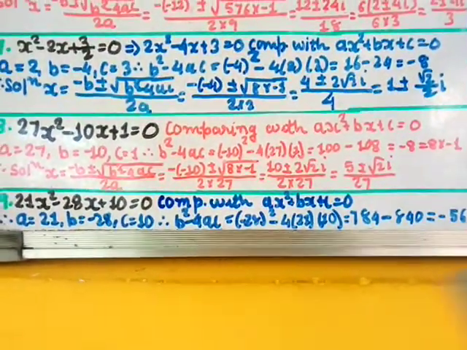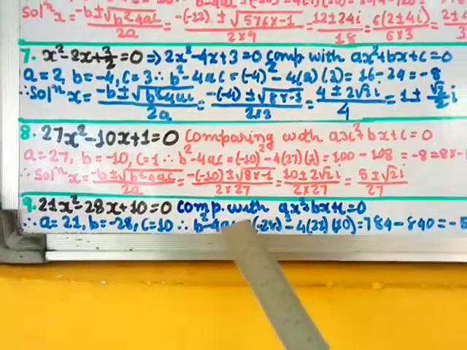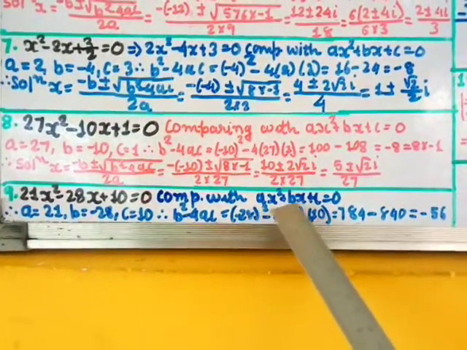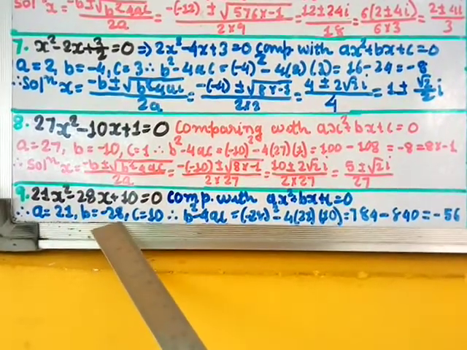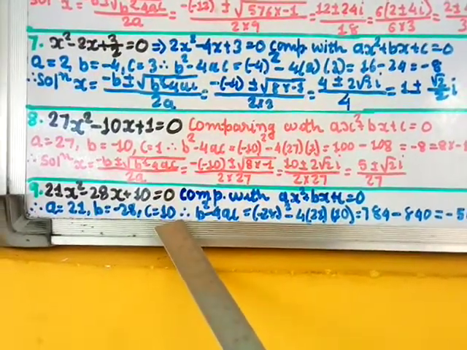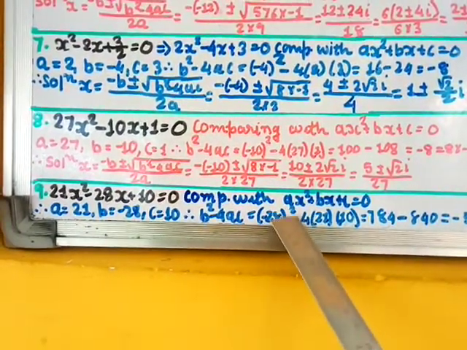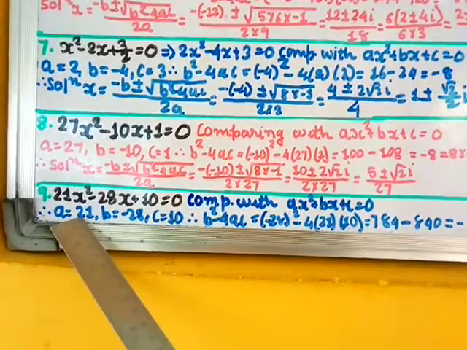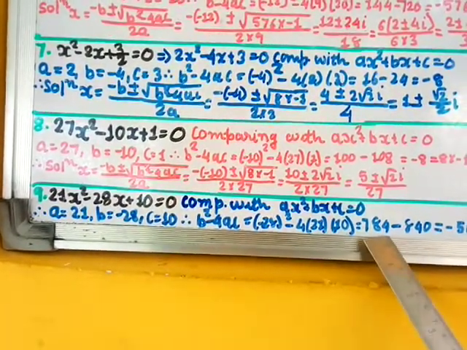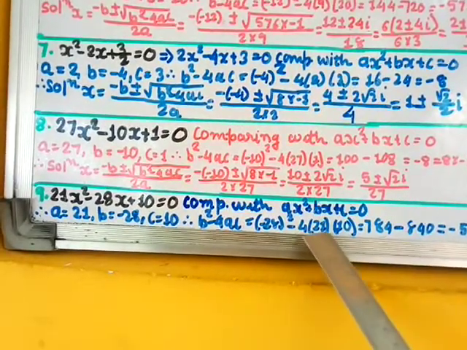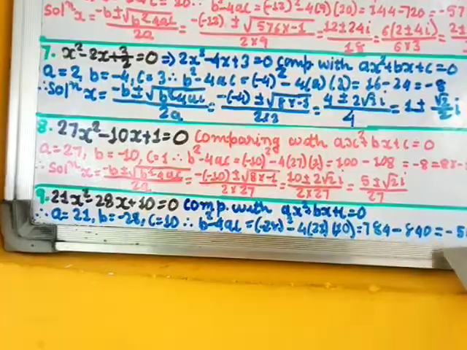Question number 9. 21x square minus 28x plus 10 equal to 0. Comparing with the standard equation ax square plus bx plus c equal to 0, a value is 21, b value is minus 28 and c value is 10. Calculate b square minus 4ac. b square means minus 28 whole square, minus 4 into 21 into 10. This square is 784, minus 840 gives you minus 56.